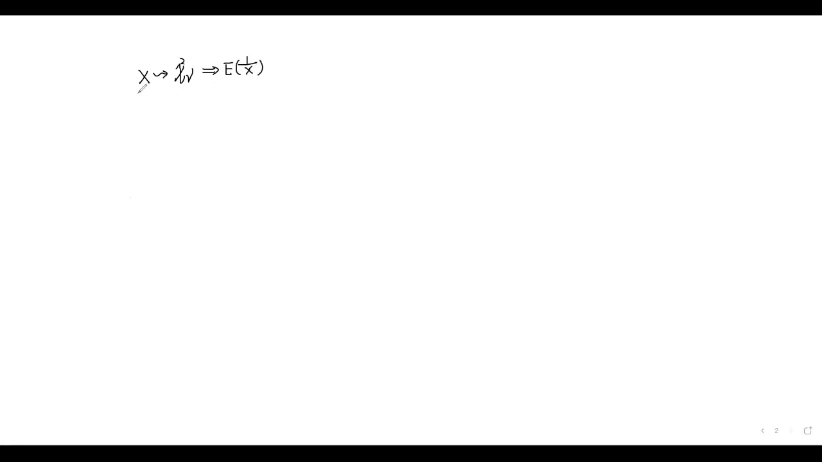Okay, so now let's see. The first thing here, let's write down: if X is a chi-square, what is the chi-square distribution's PDF? The chi-square PDF is 1 over 2 to the V over 2, times the gamma function of V over 2, and then X to the V over 2 minus 1, then the exponential of negative X over 2.